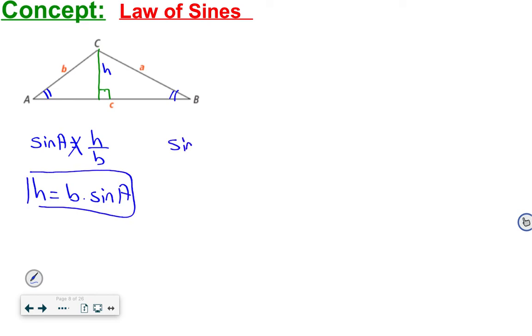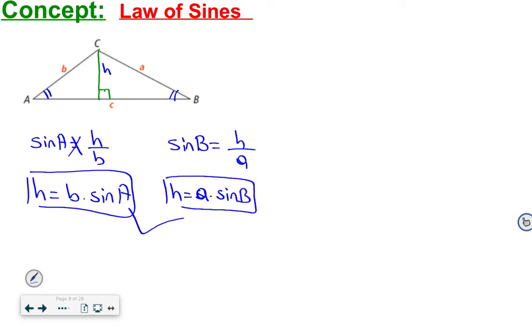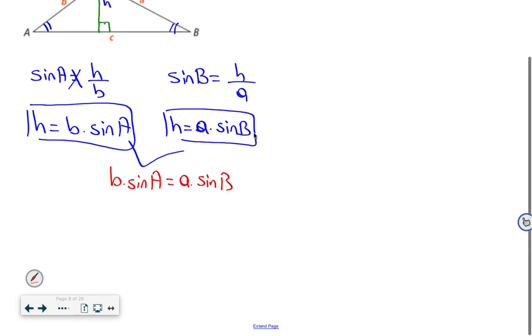Same thing, if we find sine B, opposite over hypotenuse, if you use cross multiplication, h is going to become a times sine B. As you see here, both expressions are equal to the same variable, so which means that b times sine A is going to become equal to a times sine B. If we divide both sides by a and b, you will get sine A over a is going to be equal to sine B over b.